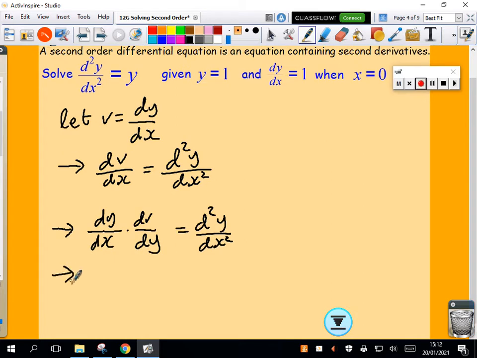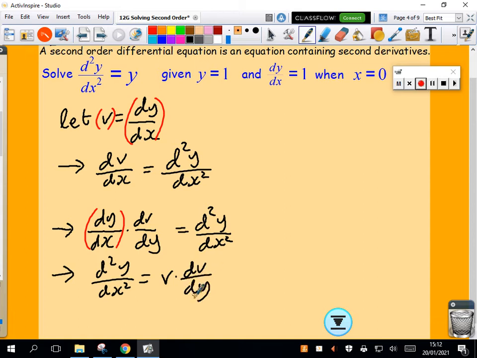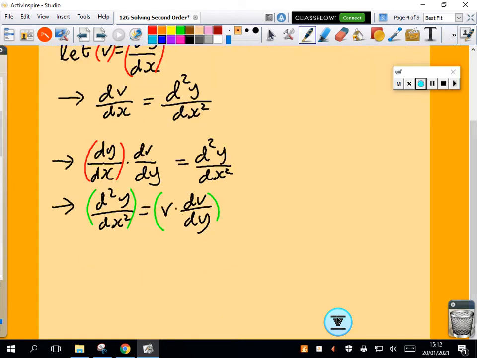So what we have here is that the second derivative, d²y/dx², can be written as dy/dx times dv/dy. Now dy/dx here, remember, is just equal to v. So that's equal to v times dv/dy. And that's my substitution: to take this value for d²y/dx², v dv/dy, and plug it in here. Okay, scrolling down the page.